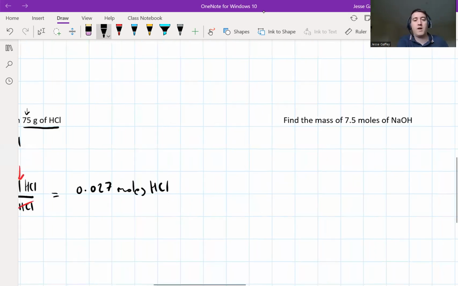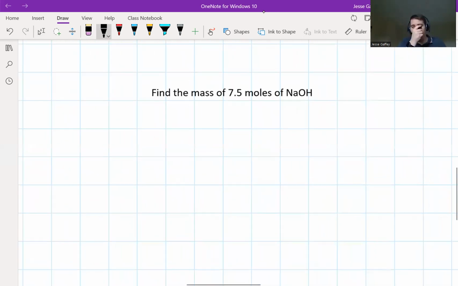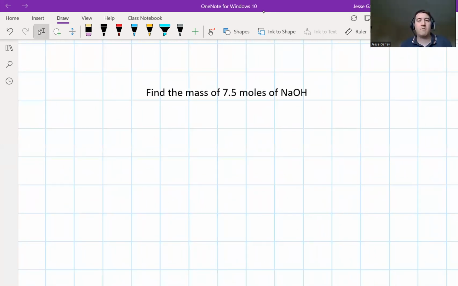Well done if you got that right. All right, let's plan this one out. Pause the video and make a plan here. What are we doing? Look at what it asks us to do: find the mass. So this is our unknown this time. And we've got 7.5 moles of NaOH. So again, if you didn't cop that, pause the video now and plan out the calculation.